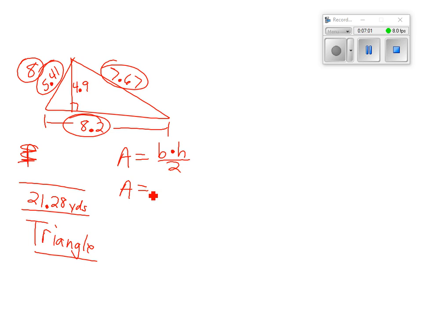What's the base this time? 8.2. What's the height this time? 4.9. Do that on your calculator. 20.09 yards squared. Everybody agree with that?